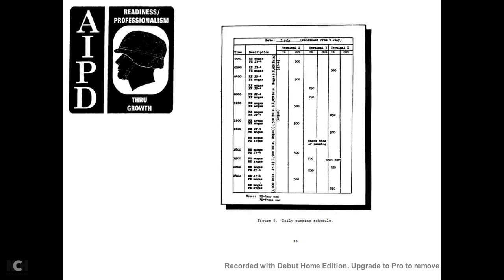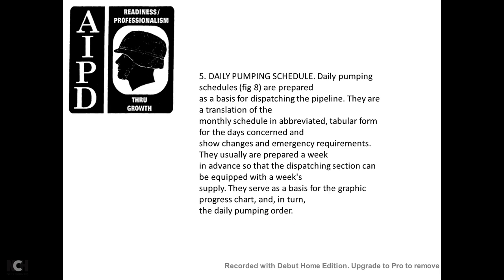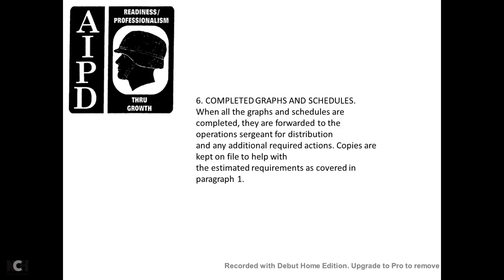Figure 6 is the daily pumping schedule. Daily pumping schedules are prepared on the basis of the dispatching pipeline. They are a translation of the monthly schedule, an abbreviated tabulation for the days concerned with the schedule. Changes for emergency requirements are usually prepared a week in advance. The dispatching section begins to be equipped with a week's supply. They are served on the basis of the graphic progress chart in terms of the daily pumping order.